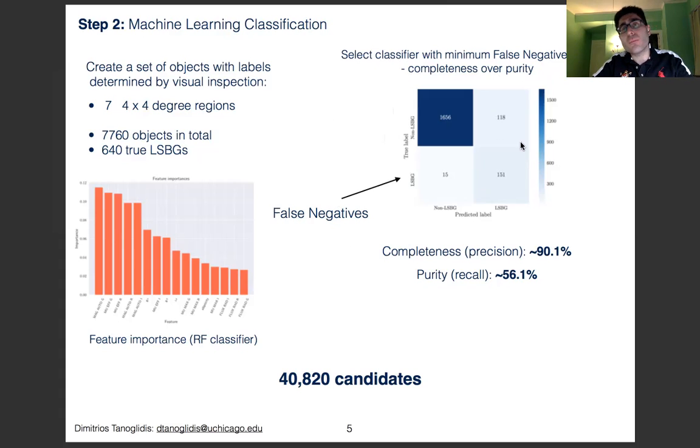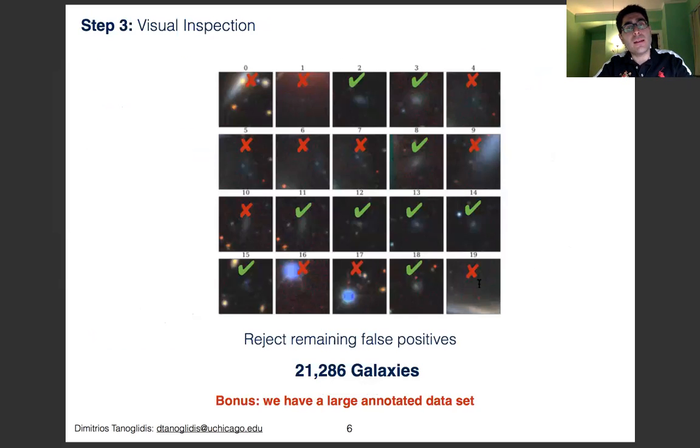It reached a completeness, also known as recall in the machine learning literature, of 90%. So in other words, missing like 10% of the total number of galaxies, and a purity of the sample, also known as precision, of 56%, which means that we have many in those classified as positives that are not actually low surface brightness galaxies. And that required us to go through a third step of visual inspection.